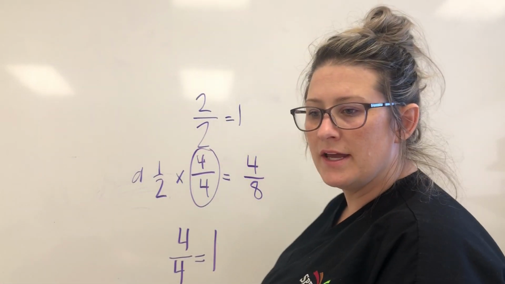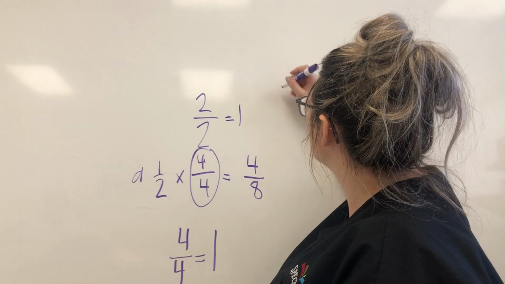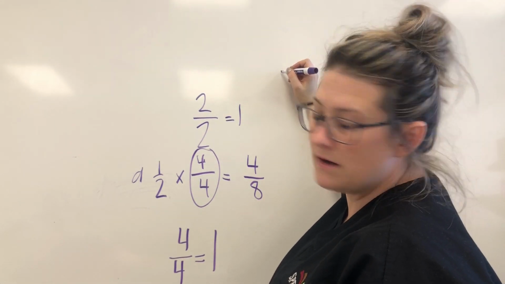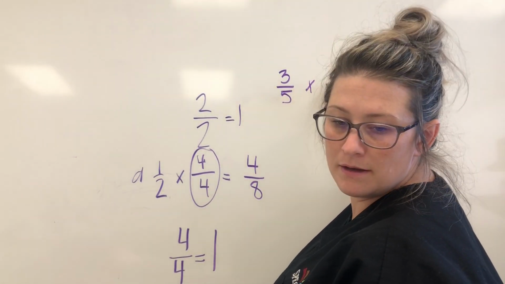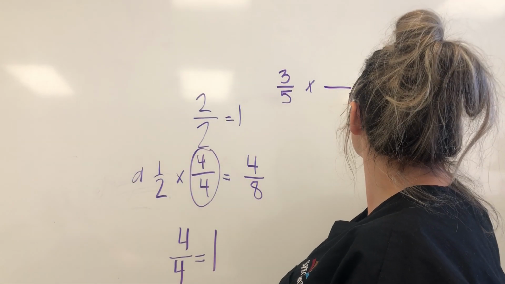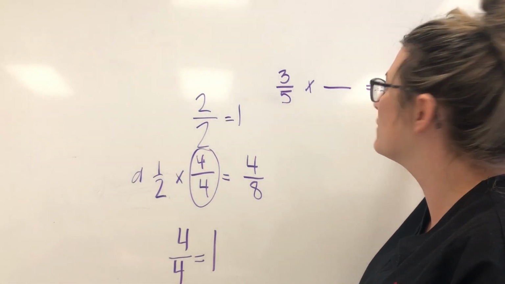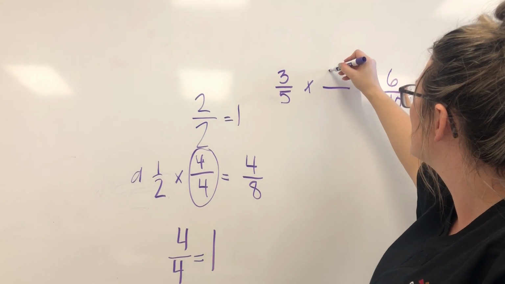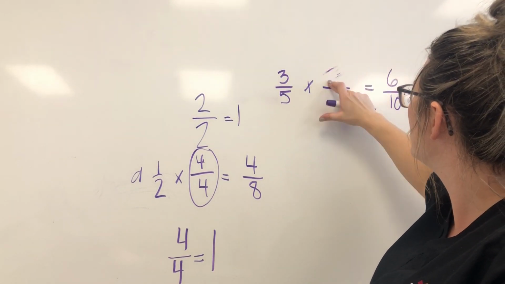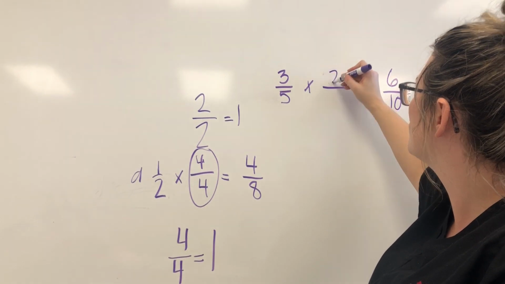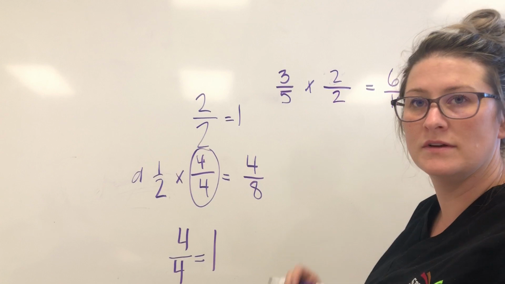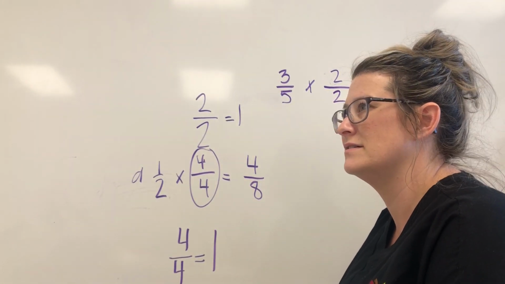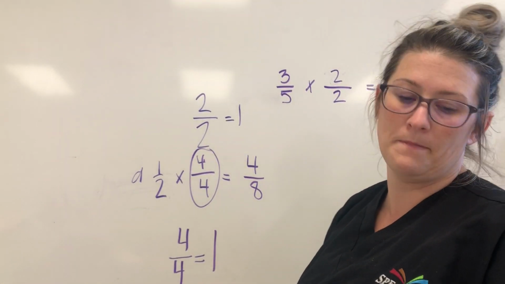Good. Let's go ahead and do another one. 3/5 times blank equals 6/10. Gotta work backwards. 6 divided by 3 is 3. Oh no, my goodness. 2. 10 divided by 5 is 2.